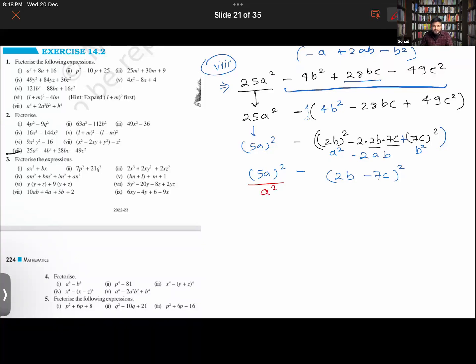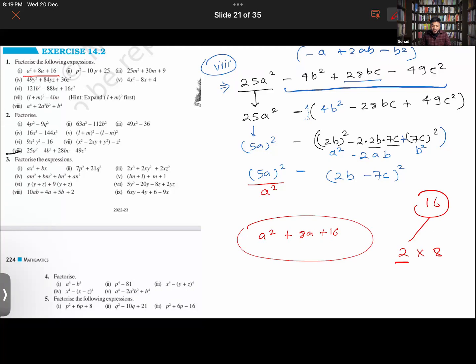But what about minus 2ab? We will leave it now. Why? Like in factorization, moments ago I told you, taking the example of this question, a square plus 8a plus 16. The chapter factorization itself says that you write the expression as the product of its factors. So a factor of 16, if I write it, I can write it as 2 into 8. 2 and 8 are its factors. The product of 2 and 8 is giving you 16.